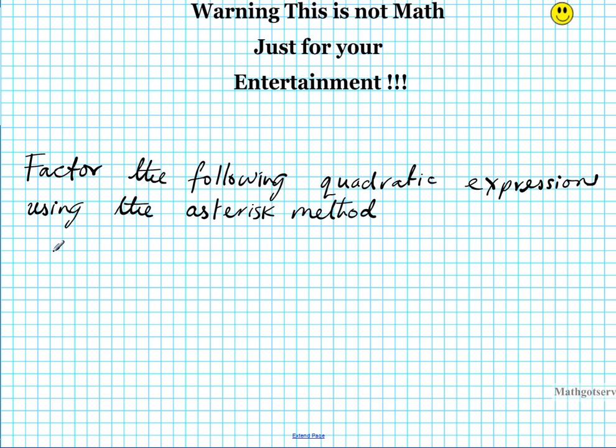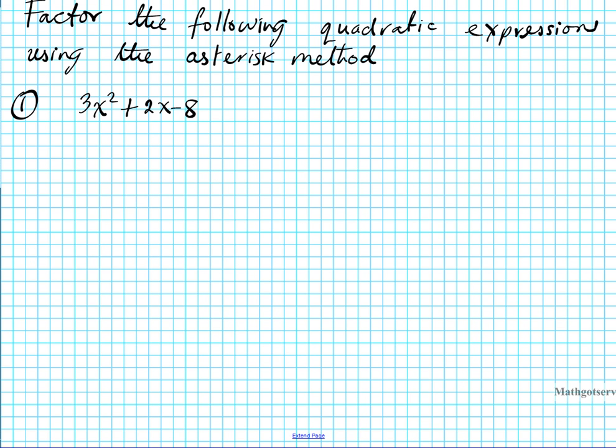All right. The first problem we're going to try is 3x squared plus 2x minus 8. If I want to factor this using the asterisk factor method, the first thing I'll do is draw my asterisk. When you draw your asterisk, the way that you put the numbers in really matters, or else you're just going to set yourself up for failure. So you have to be really careful with how you populate the components of this asterisk.